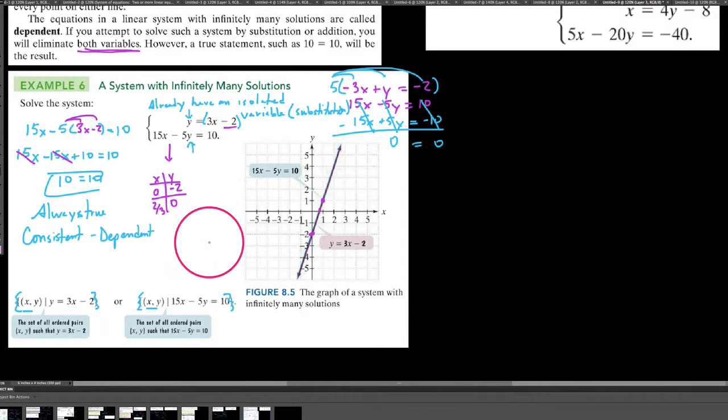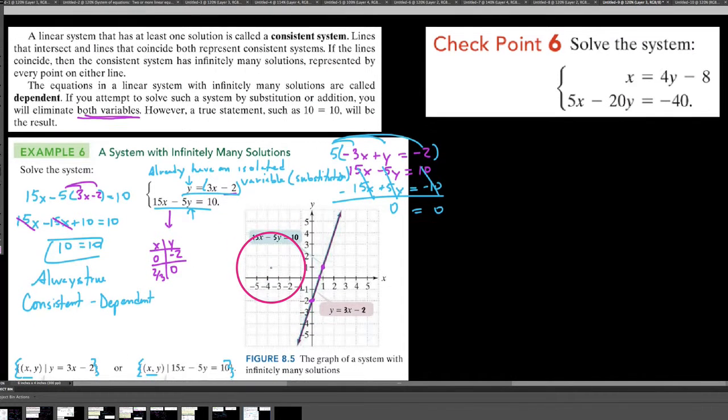Because we say infinitely many solutions doesn't mean that any point works. Infinitely many solutions means any point on these lines works. So the solutions really are the set of all ordered pairs x, y, and this bar here we'll read as "such that", y is always equal to 3x minus 2. You'll notice that this over here says all ordered pairs such that 15x minus 5y equals 10. In other words, all they really did was say that as long as the points are on that line, we'll be good here.